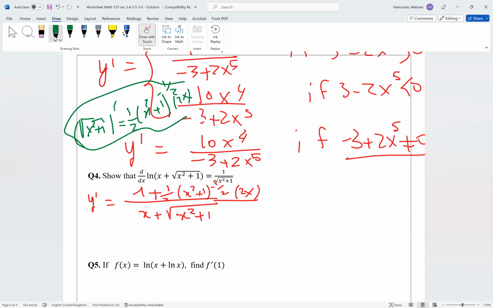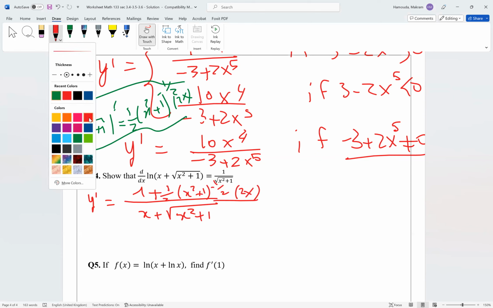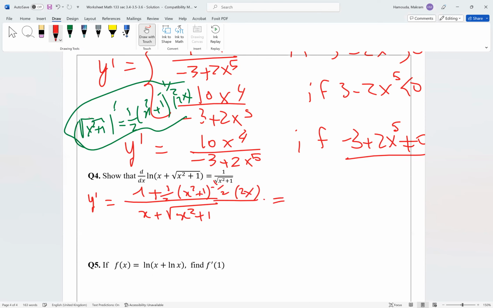And now we return to this. And this is equal to 1 over x plus root x squared plus 1, plus there is 2 here and 2 here, plus x over root x squared plus 1, because the negative half is like having in the denominator root x squared plus 1.